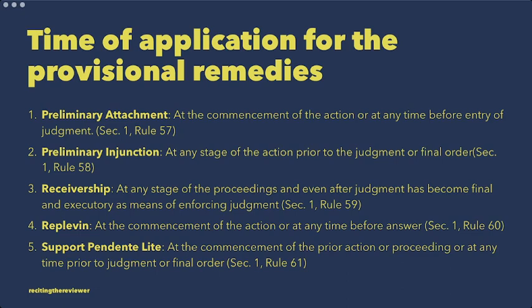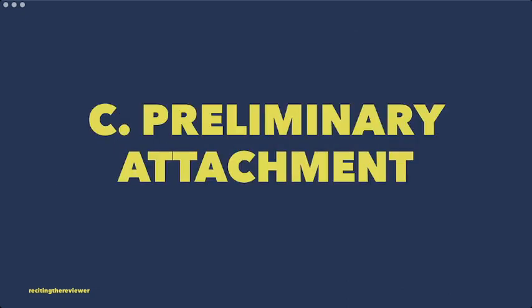So you can say that most of them can be had before entry of the final judgment or final order. Only replevin has a short time, because you can only have this before the answer. But for receivership, even if there is already a final judgment, you can still apply for it. So these are the times of application for provisional remedies.